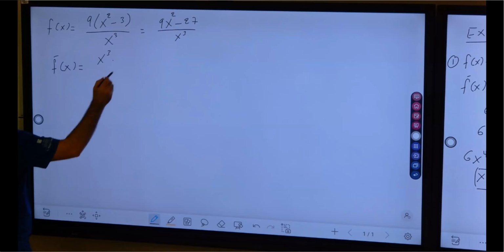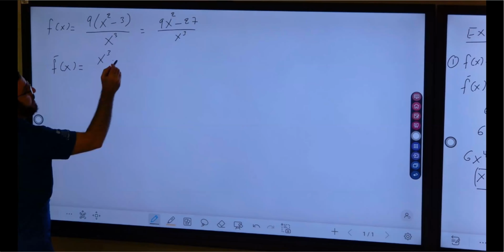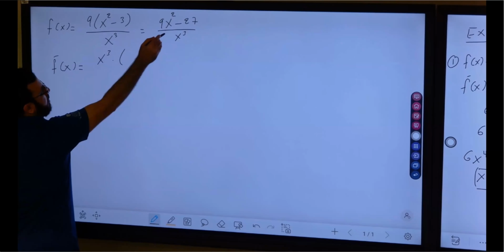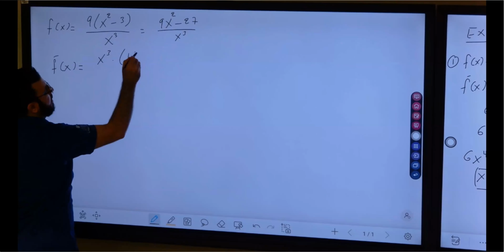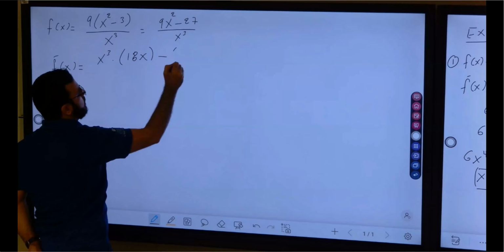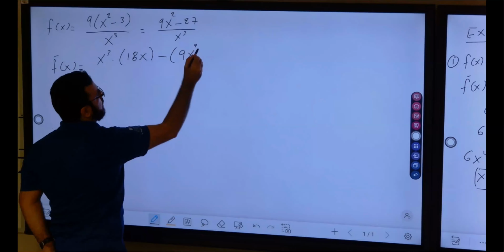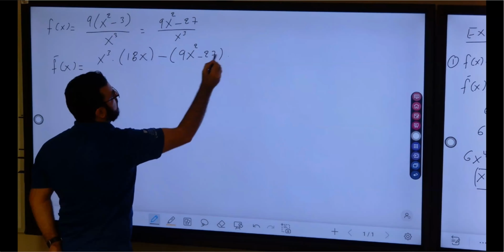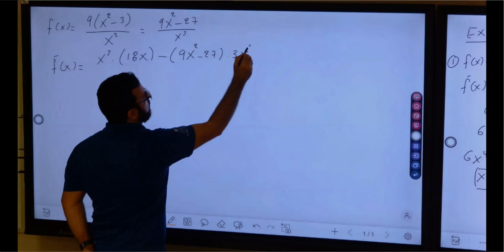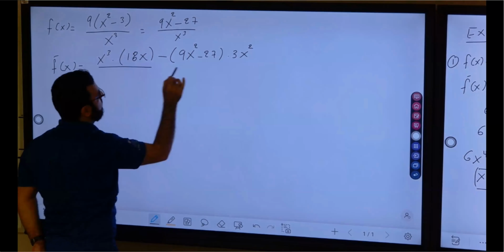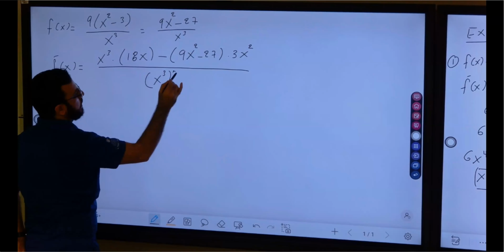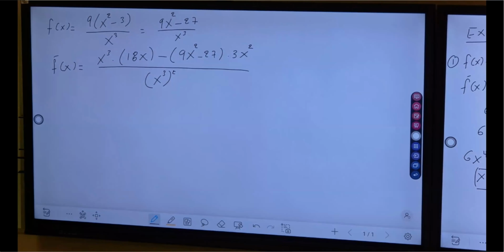So now I'm going to work on this one. I'm going to say the bottom part times the derivative here, which is 18x. That's it. Minus the top part, which is 9x squared minus 27, times the derivative here, which is 3x squared, and everything divided by x cubed squared. Now what's the next step?